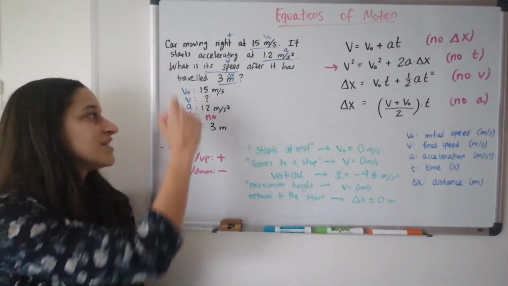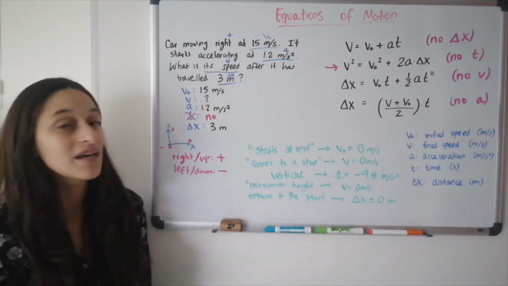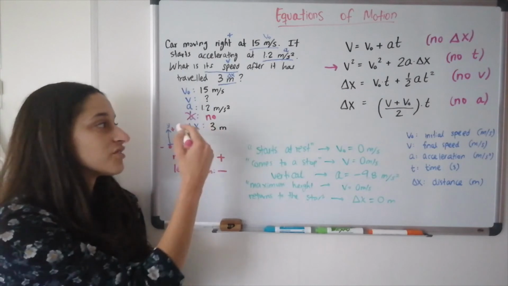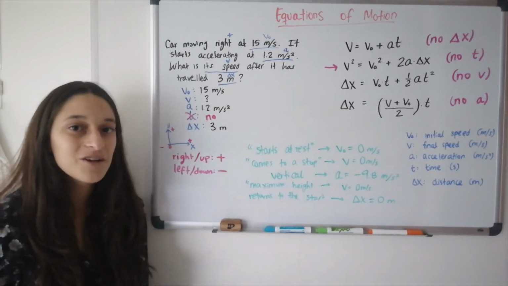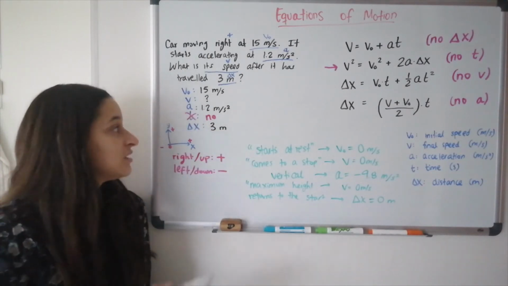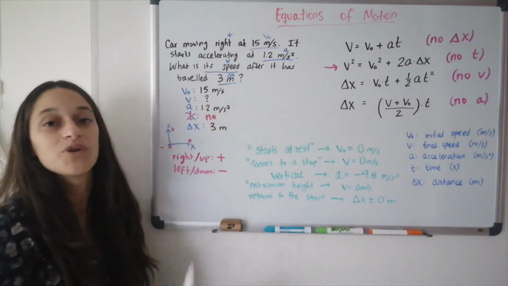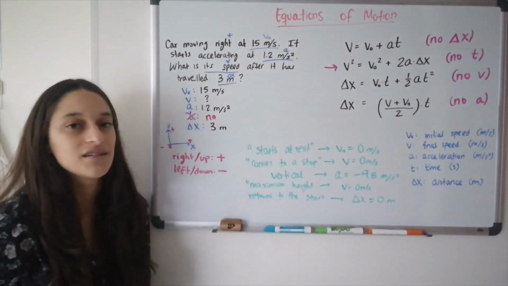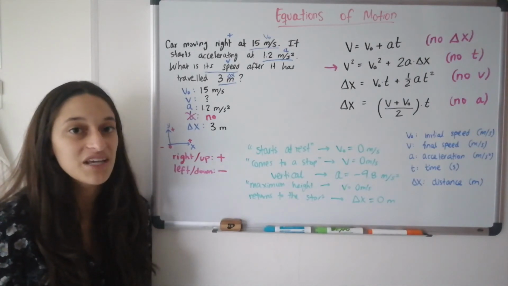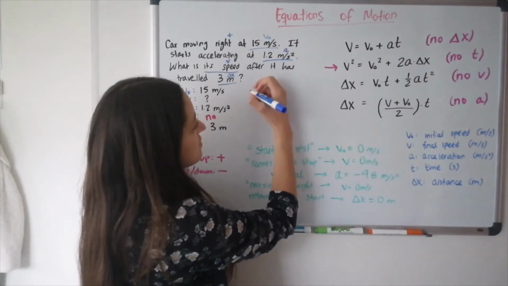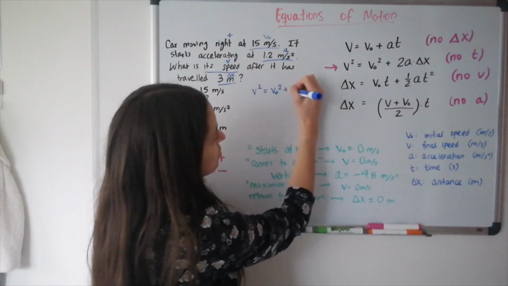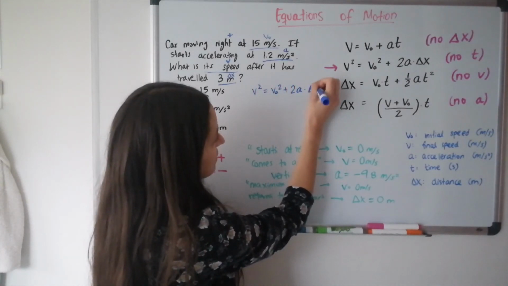So first step, write down all the variables. Second step, identify them in the problem and write them down beside their name. Third step, find the variable that is not mentioned at all. Not the one that we're looking for, but the one that's not mentioned. Cancel it and find the equation that doesn't have that variable either. So we picked this equation. V squared equals V0 squared plus 2a times delta x.